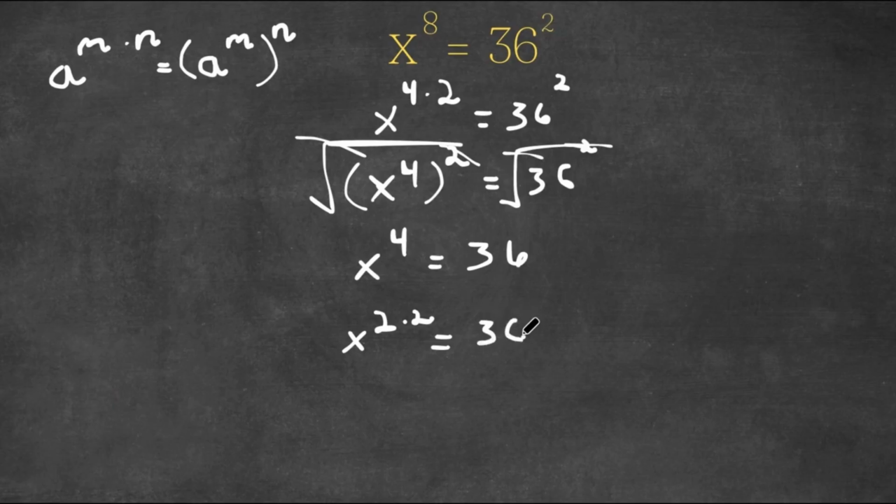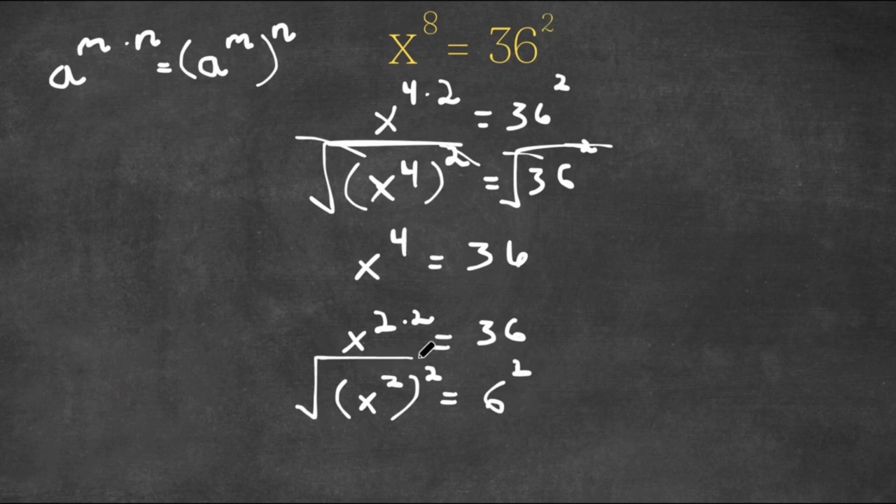And again, if we have something in the form a to the power of m times n, this is equal to a to the power of m to the power of n. So I'm going to rewrite this as x to the power of 2 to the power of 2. And now this is equal to, I'm going to rewrite 36 as 6 squared. And now I'm going to take the square root on both sides once again. These two cancel out. These two cancel out.